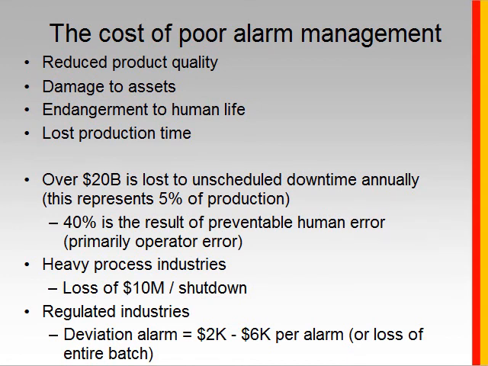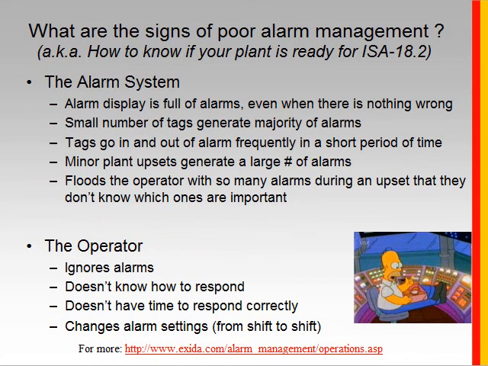And then we have some other metrics here talking about the cost of alarms and poor alarm management in a refinery. Basically, a shutdown of a refinery is instantly going to cost millions of dollars for what it takes to restart that unit. And in a batch process, a deviation alarm may cause the batch to need to be thrown out or downgraded in its product quality, reducing the potential that that product can see on the market.